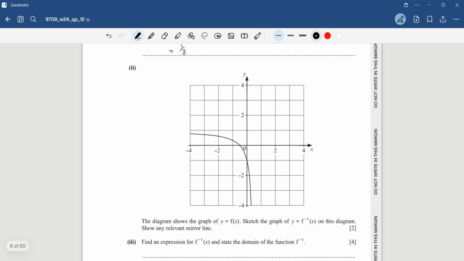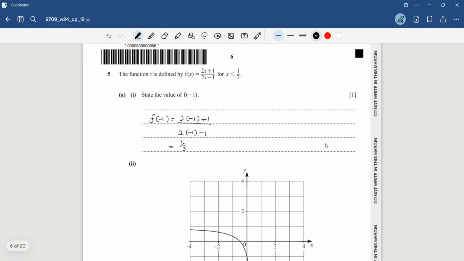Okay, the diagram shows the graph y equal to f(x). So this is y equal to f(x). Sketch the graph of y equal to f inverse of x on the diagram. Show any relevant mirror line. So when I say any relevant mirror line, it indicates the y equal to x line. Okay, you have to show the y equal to x. So before that, we need to know whether there are any asymptotes or not. Normally for this, there will be an asymptote because it's 1 over x. So let's say for this, I rewrite.